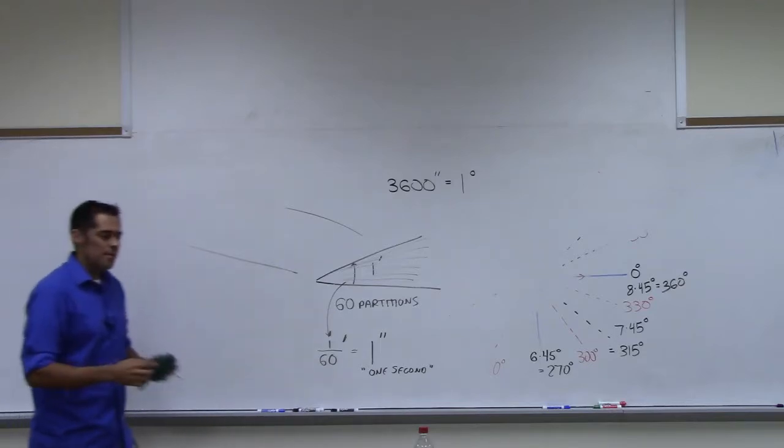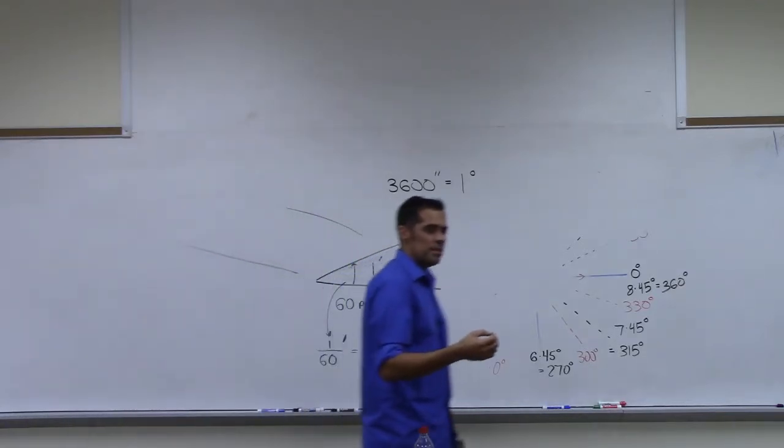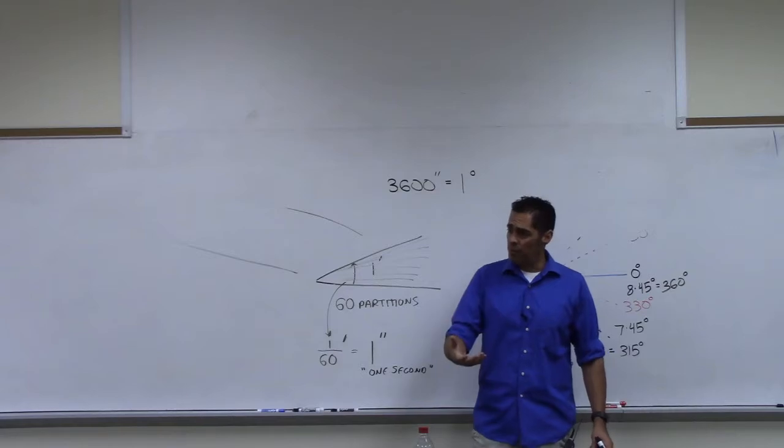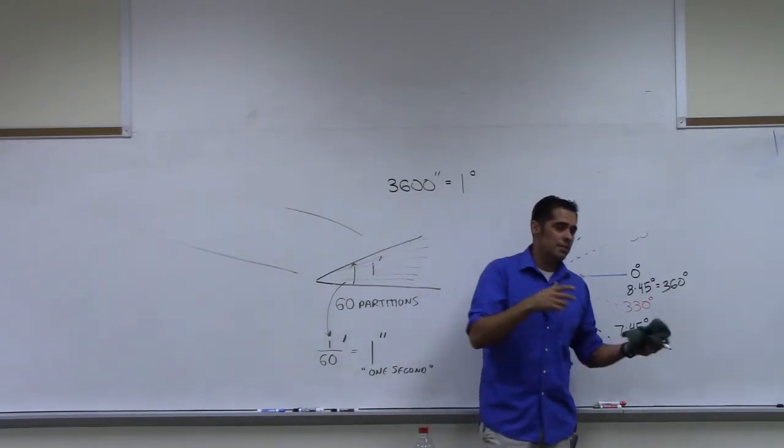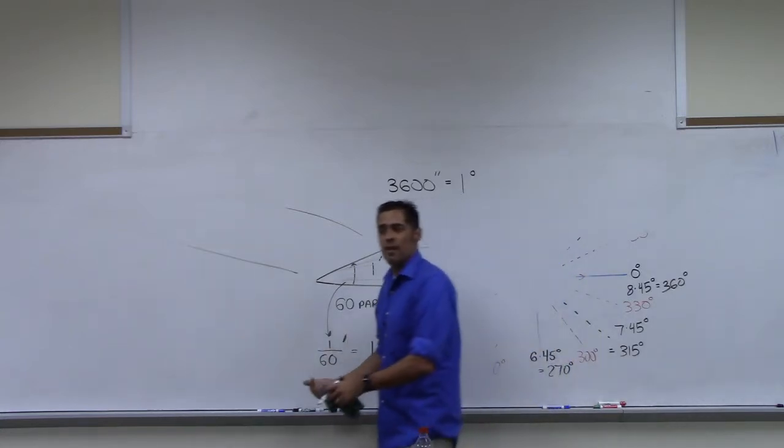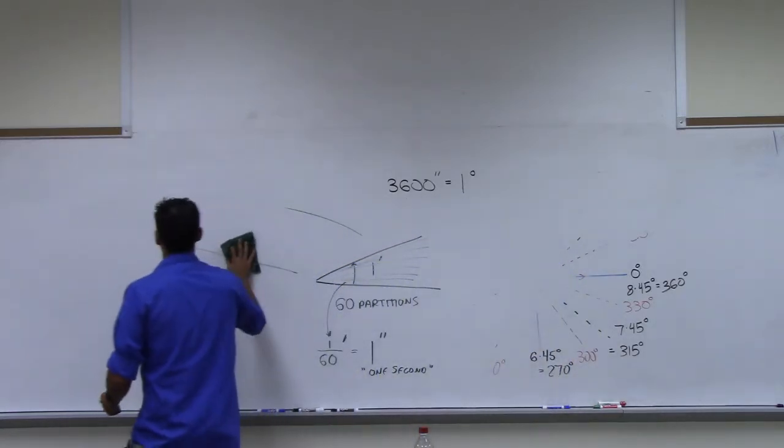converting, because sometimes someone will give you a degree measurement in what's called decimal form, and you want to convert it to degrees and minutes, or sometimes they'll give it to you in degrees and minutes, and you'll want to convert to a decimal. So let me illustrate that.